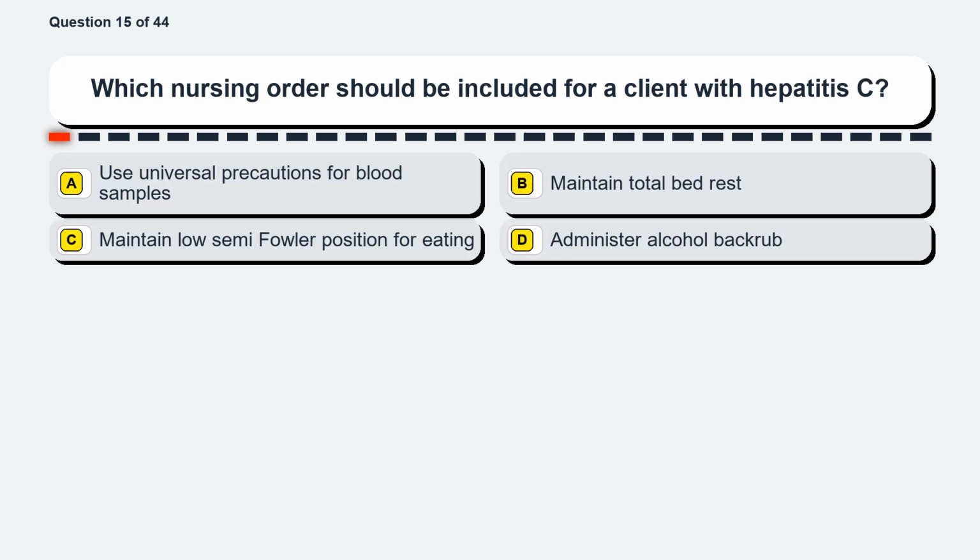Question 15. Which nursing order should be included for a client with hepatitis C? Option A. Use universal precautions for blood samples. Option B. Maintain total bed rest. Option C. Maintain low semi-Fowler position for eating. Option D. Administer alcohol backrub.